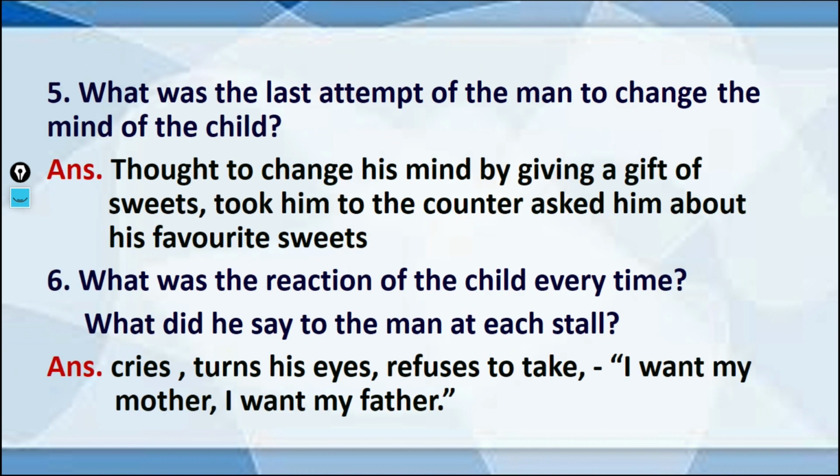And number 5, what was the last attempt of the man to change the mind of the child? He thought to change his mind by giving a gift of sweets. Took him to the counter, asked him about his favorite sweets, but the child did not accept. What was the reaction of the child every time? What did he say to the man? Cries, turns his eyes, refuses to take. I want my mother, I want my father, nothing else, right?